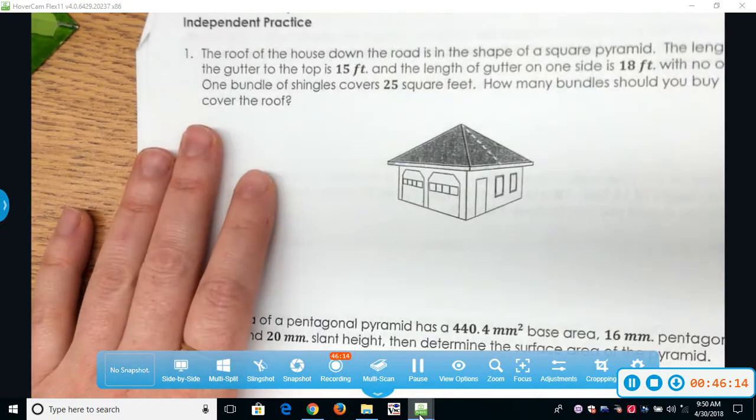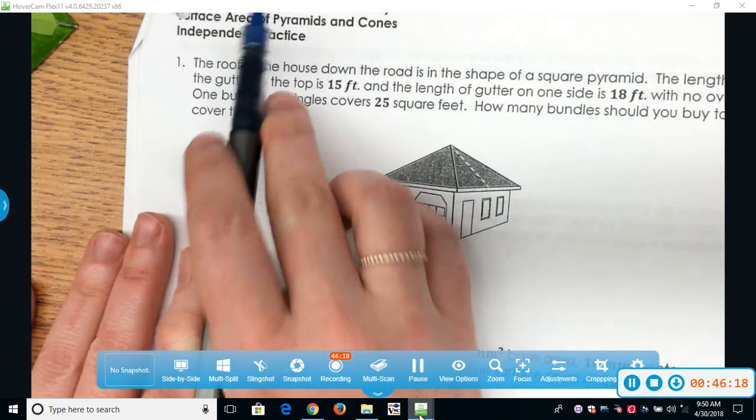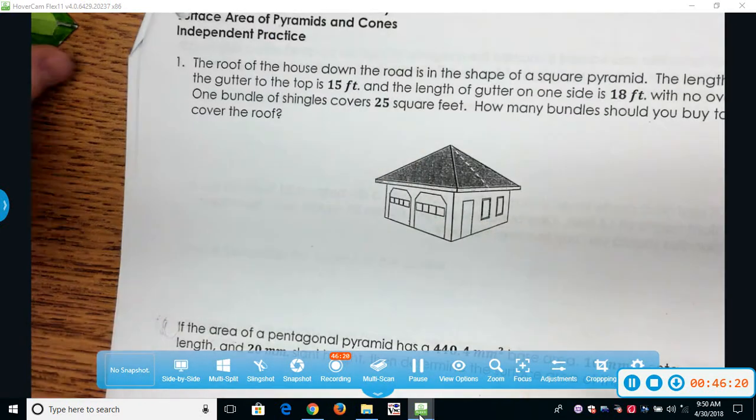All right, so this is dealing with surface area, lateral area of pyramids and cones.